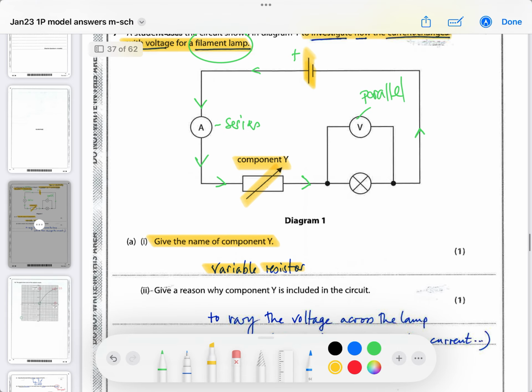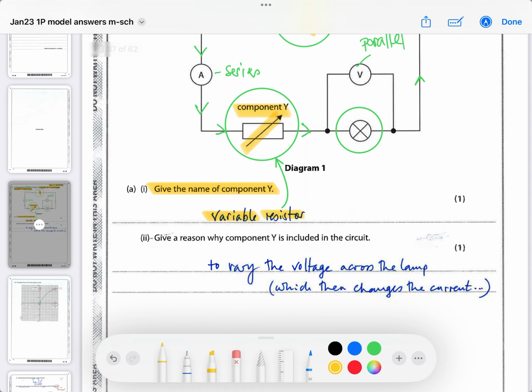So that's a way of varying the voltage, because obviously the voltage provided by the cell is now shared between the variable resistor and the component that you're investigating. And depending on your setting of the variable resistor, if you put on a high resistance setting, then the bulb will get less voltage and the resistor will get more voltage. So you can vary how much voltage goes to the bulb. Okay? So this is what they want to explain.